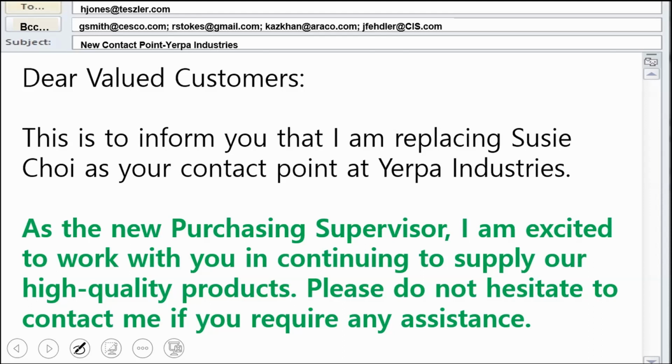I am excited to work with you in continuing to supply, in continuing to do something, because of course you're just taking over somebody's position. There's no change in the duties. You're going to still perform the same function, but you're continuing that. And of course you want to make it positive in continuing to supply our high quality products. Okay, if you can, you're directly emailing your customers. Again, give them sales information, right? Push the sales, high quality products, right? So you want to keep it upbeat, keep it positive. Please do not hesitate to contact me if you require any assistance.